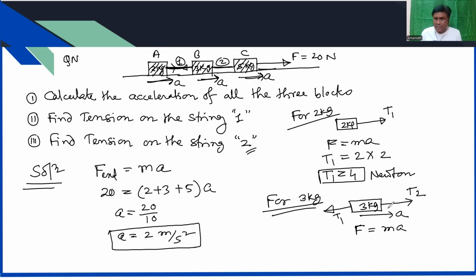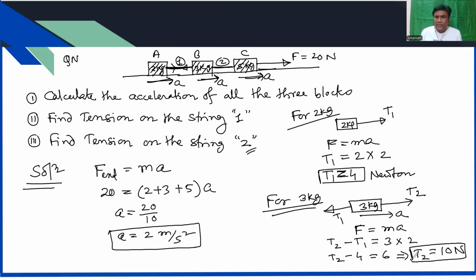Mass into acceleration. But this time we have two forces. One is T2 and another is minus T1, which must be equal to 3 into 2. But you know the value of T1, you have already calculated it. That is 4. So which is equal to 6. So it means T2 equal to 10 Newton.